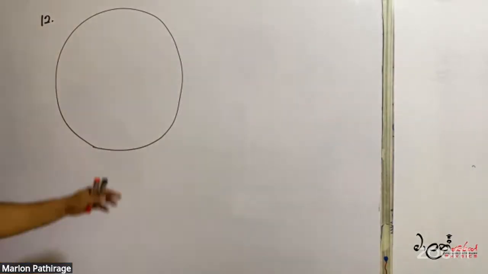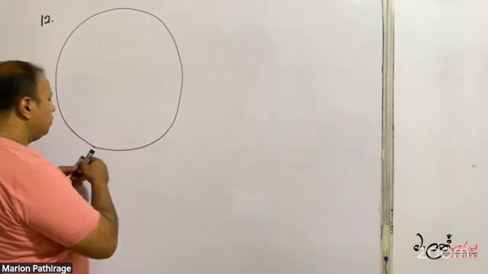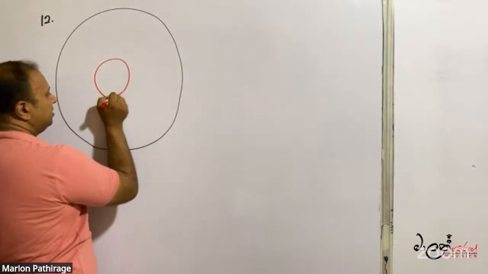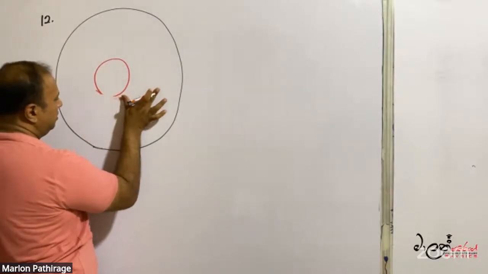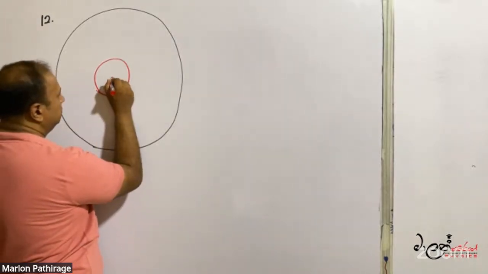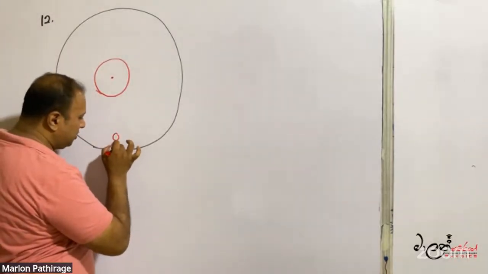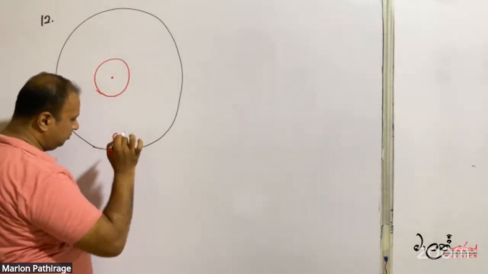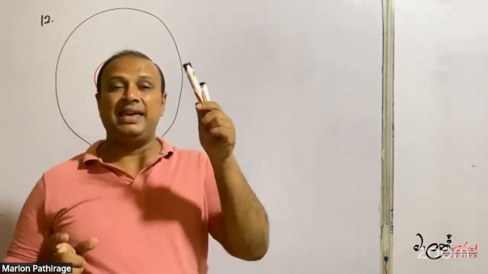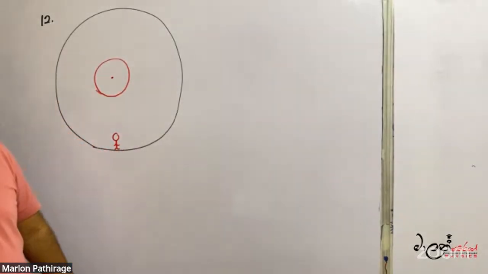Now there's a space colony. This is a space colony. According to the figure, this is the earth. Now there's a man standing on the space colony. Now tell me, what are the forces exerted on this man?